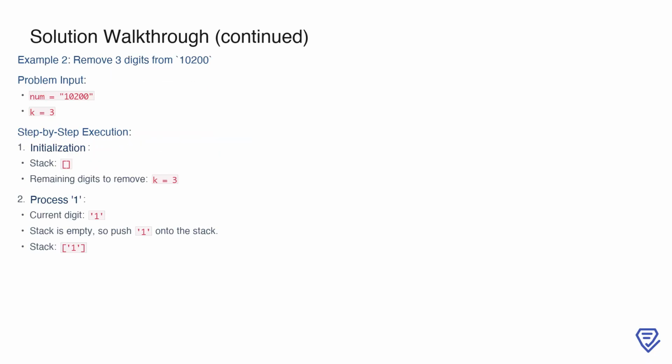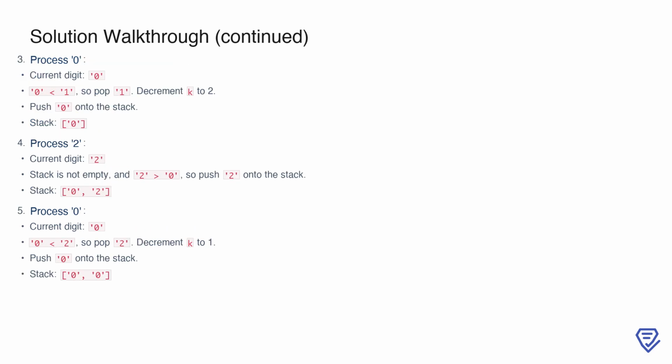In the next example, we aim to remove 3 digits from the number 10,200. We start by initializing an empty stack and setting k to 3. The first digit, 1, is processed. Since the stack is empty, we push 1 onto the stack. This leaves the stack as 1, with k still at 3.